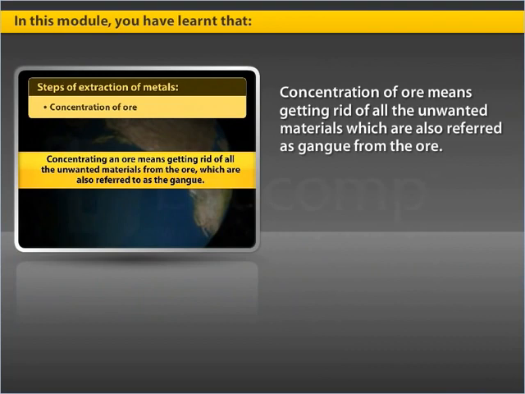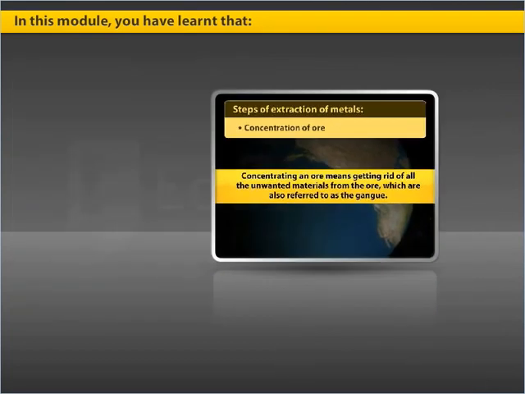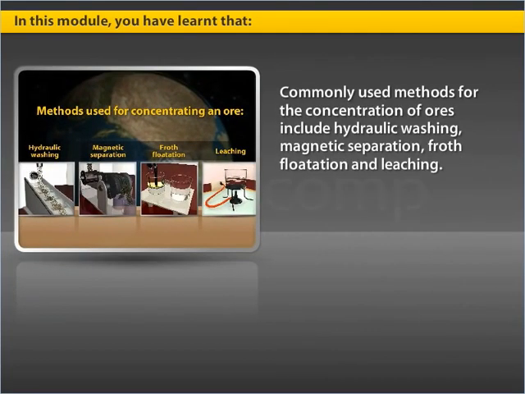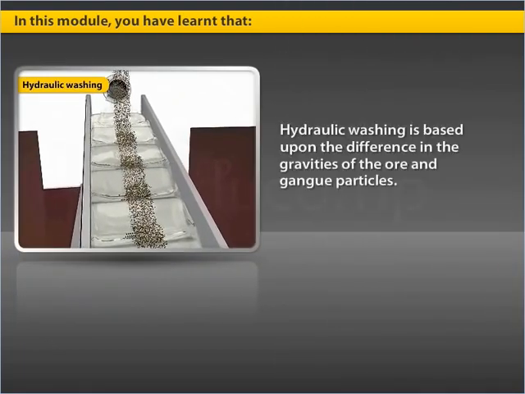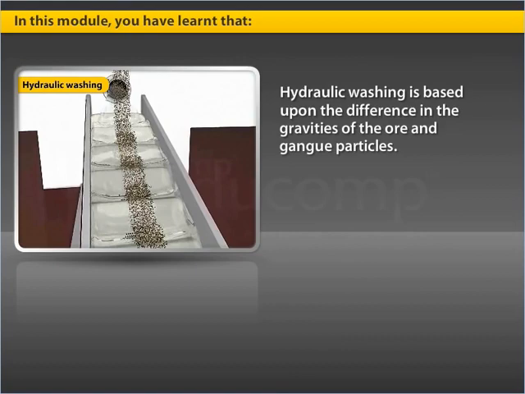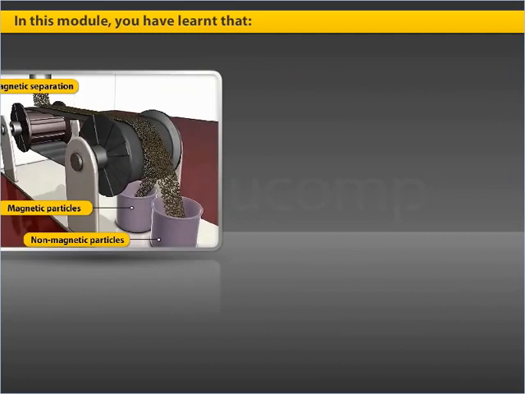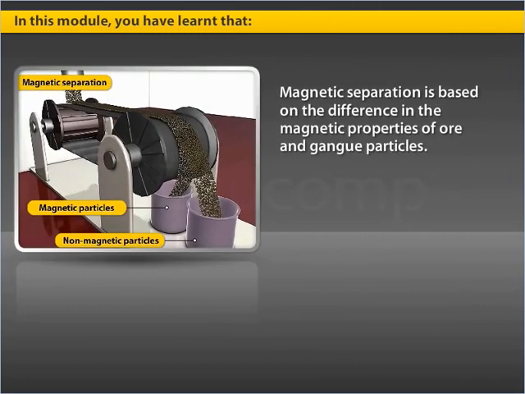Concentration of ore means getting rid of all the unwanted materials, which are also referred to as gangue, from the ore. Commonly used methods for the concentration of ores include hydraulic washing, magnetic separation, froth flotation, and leaching. Hydraulic washing is based upon the difference in the gravities of the ore and gangue particles. Magnetic separation is based on the difference in the magnetic properties of ore and gangue particles.